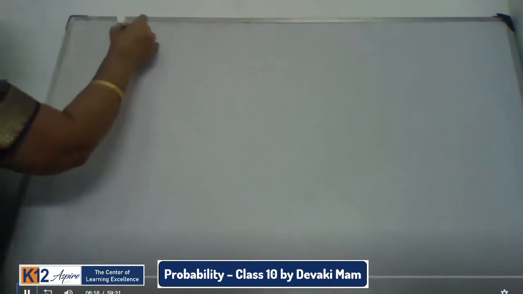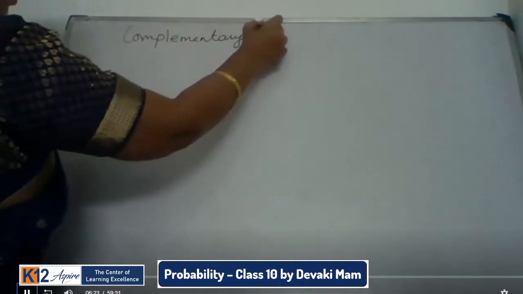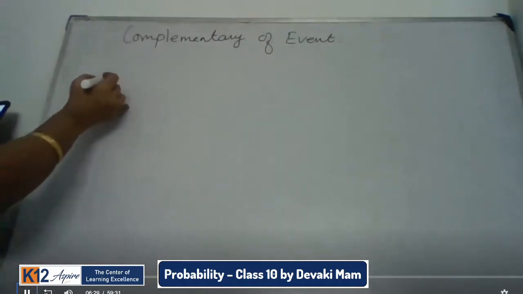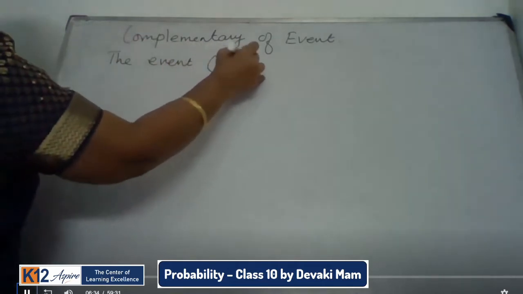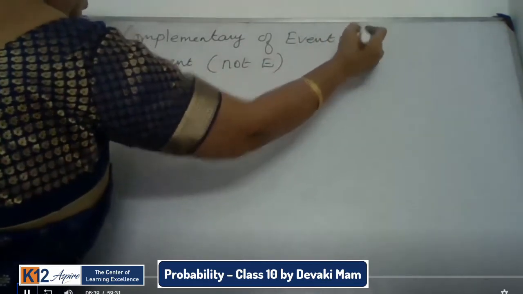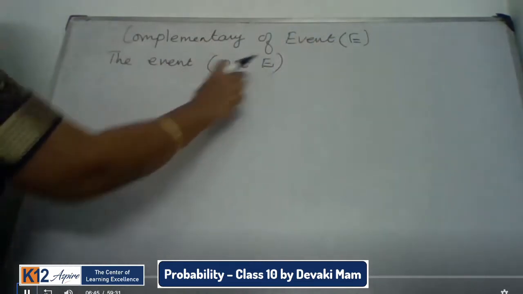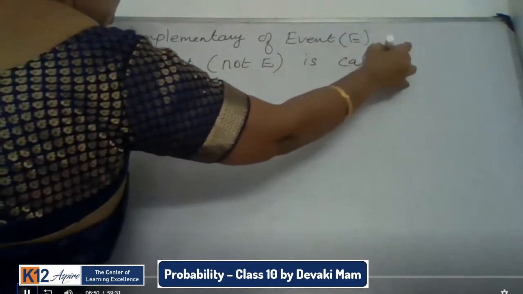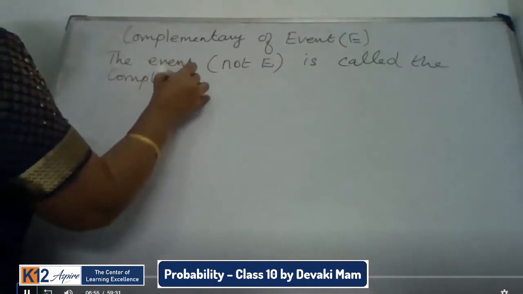Next thing, complementary of event. It tells us about the event that is not E. So this is E. If you take this event as E, then the complementary of this event E will be not E, isn't it? So that event is called the complementary of event.